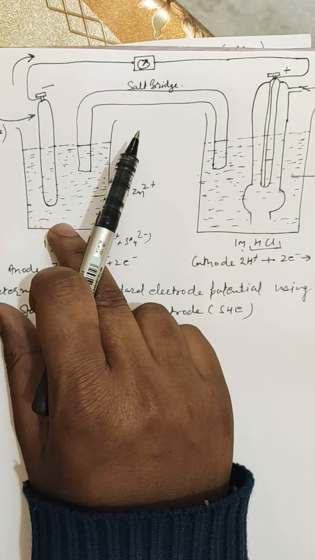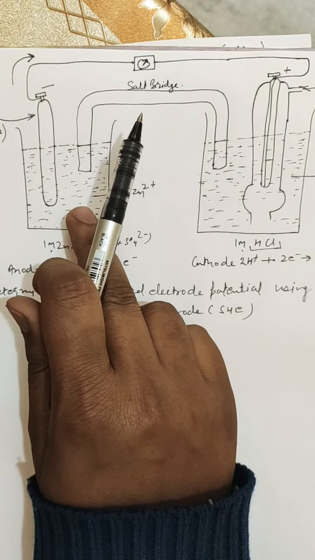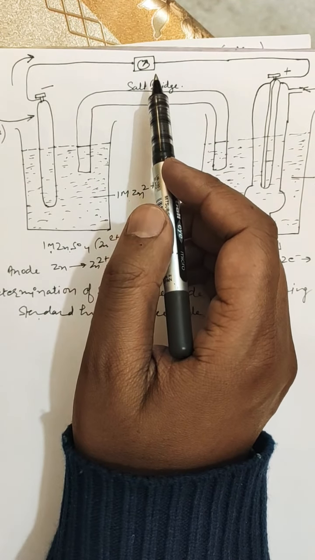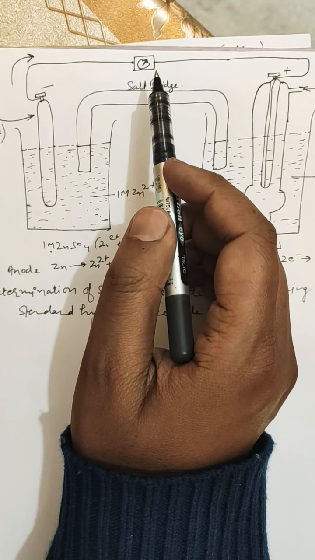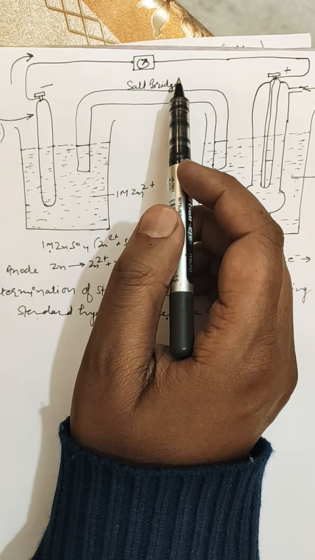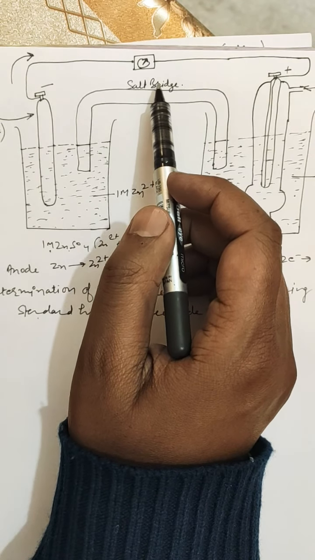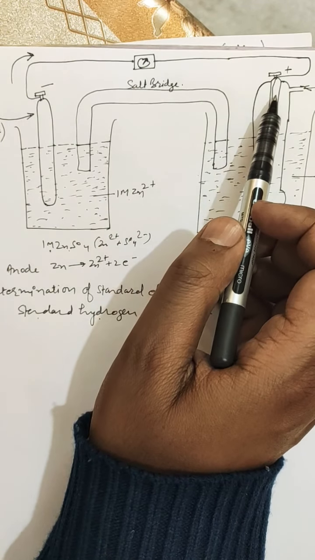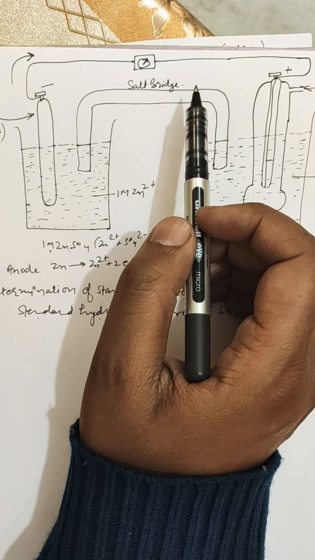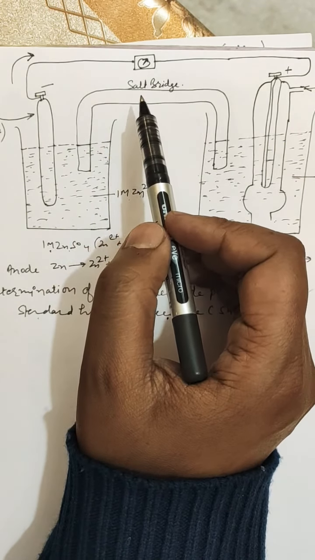The direction of flow of conventional current in the external circuit is also noticed with the help of this galvanometer. This helps us to know the positive and negative terminals of the cell, because conventional current in the external circuit flows from the positive terminal to the negative terminal. Now the direction of the flow of electrons is opposite to that of the conventional current.